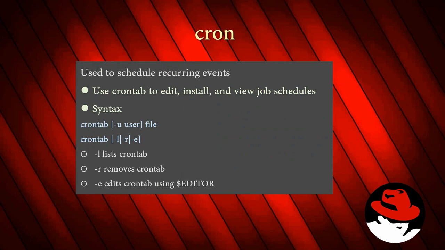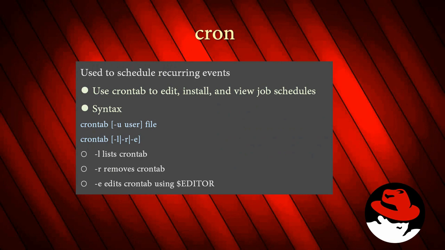Then there comes a cron job, which allows you to schedule recurring events, the events that occur over a period of time. If you want to execute various things at a later time, you could use this. The crontab files, or crontabs in short, are stored in a particular location. You can use crontab to edit, install, and view job schedules. The syntax for using cron is the crontab command, provide a username and the file.